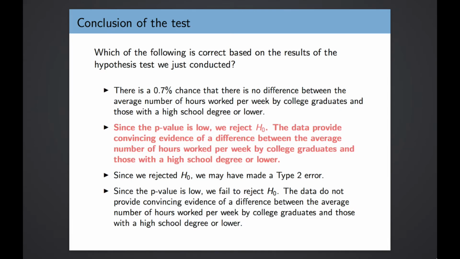So we found a p-value of 0.007, which is quite low. And since the p-value is low, that allows us to reject the null hypothesis. That means that it would be very rare to observe the difference in means that we observed if the null hypothesis was true. So the data give us convincing evidence that there is a difference between the average number of hours worked per week by college graduates and those with a high school degree or lower. So based on the 95% confidence interval that we calculated, we have strong evidence that on average, college graduates and people with a higher level of educational attainment than that work more hours per week than people with a high school degree or lower.